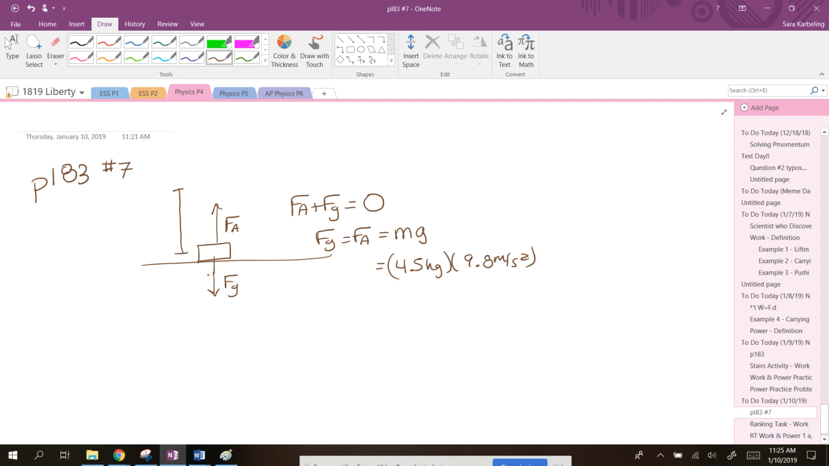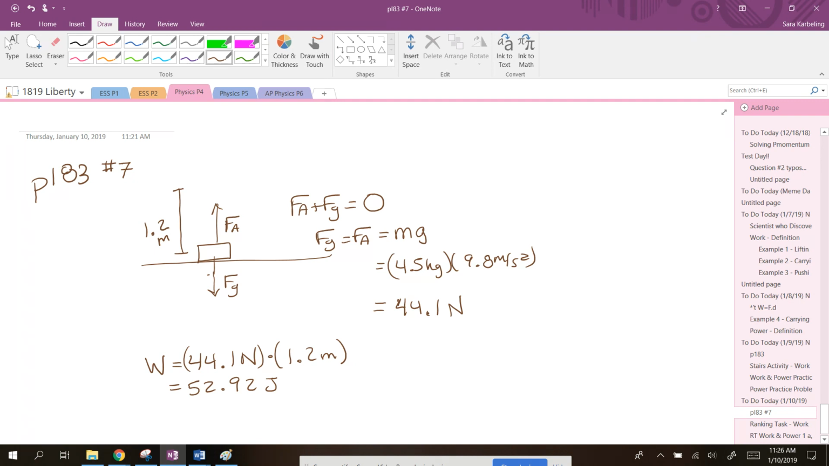So 4.5 times 9.8 gives me some number. Anybody got it? What is it? 44.1? 44.1 what? Newtons? Yep. Okay, so that's the amount of force that we have to apply. The person is lifting it over a distance of 1.2 meters. So that means that the work done as we lift it up is going to be 44.1 newtons times 1.2 meters, which gives me a total amount of work of 52.92 joules. Okay, so that's the first half.